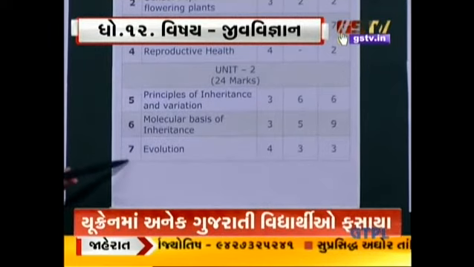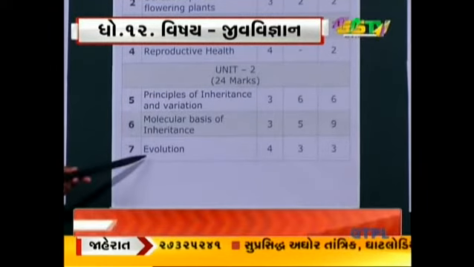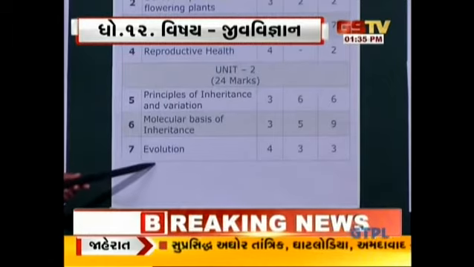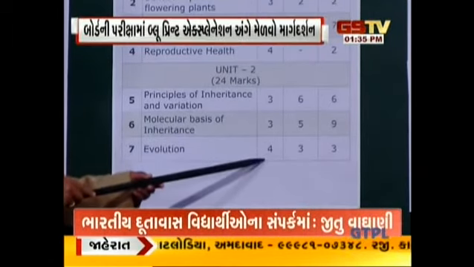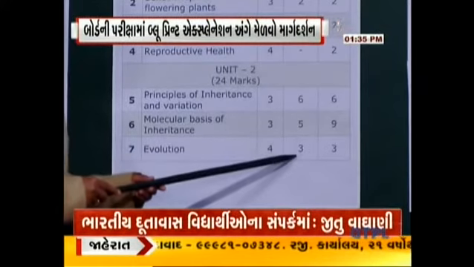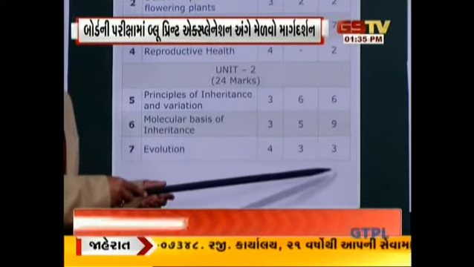Now, the 7th chapter, that is the last chapter of this unit 2, that is Evolution, and in this part A, there are 4 marks, and part B, without option, 3 marks, and with option, 3 marks.